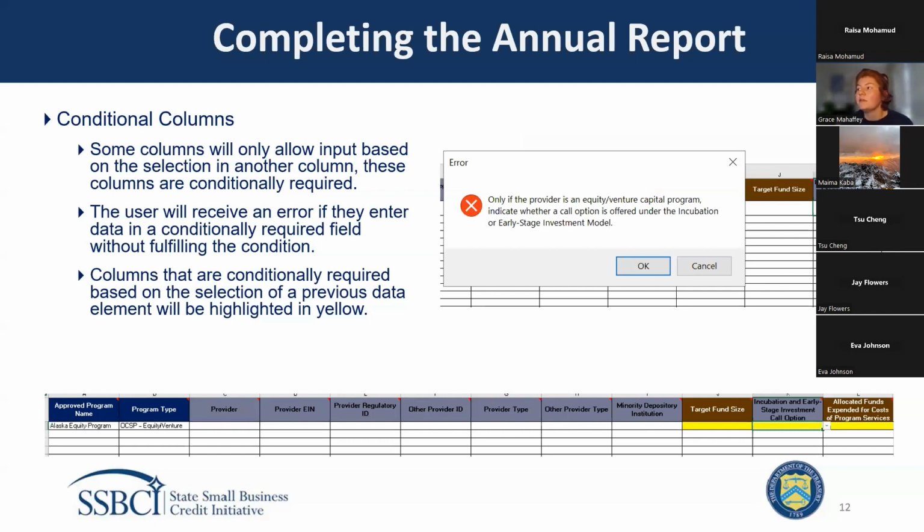So for example, in this screenshot, you're seeing an error because incubation and early stage investment call option is only required for venture capital programs. And that was not what was selected here. Conversely, for columns that are conditionally required, when you do select the appropriate condition, you'll see those columns highlighted in yellow.